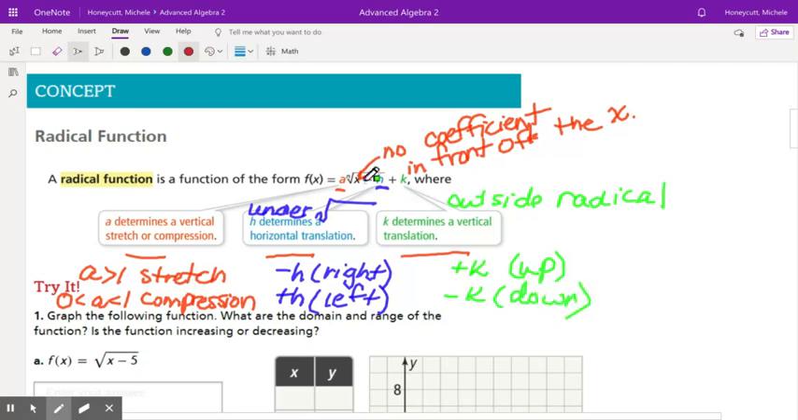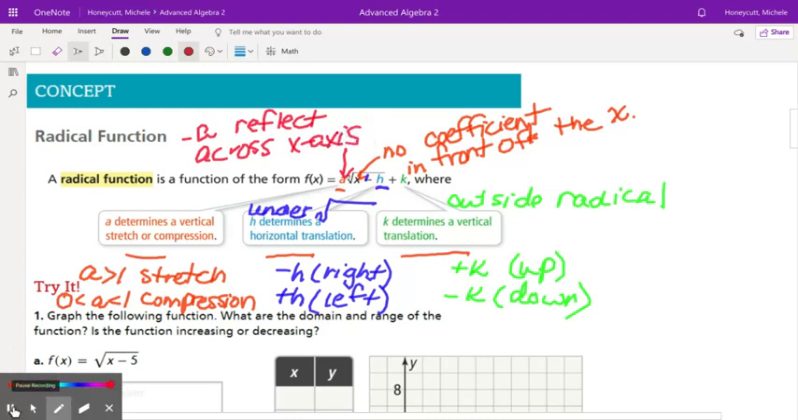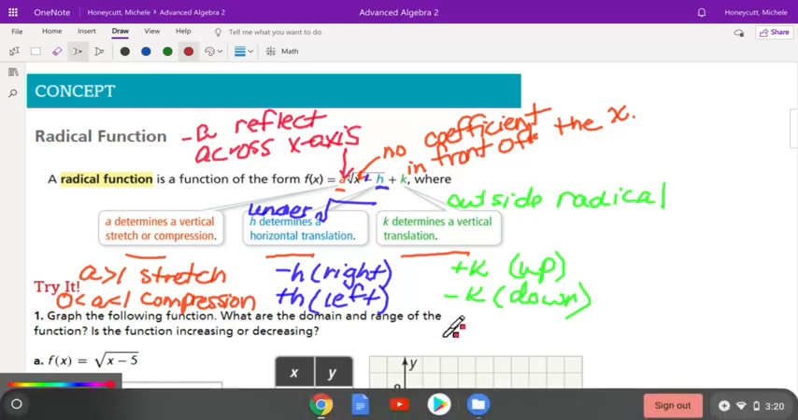And then sometimes you'll also need to determine if there is a reflection. You'll find that by looking at the a value. If you see a negative a, that is a reflection across the x-axis. So pause the video, make sure you get all of these written down because we are going to need them quite a bit today.